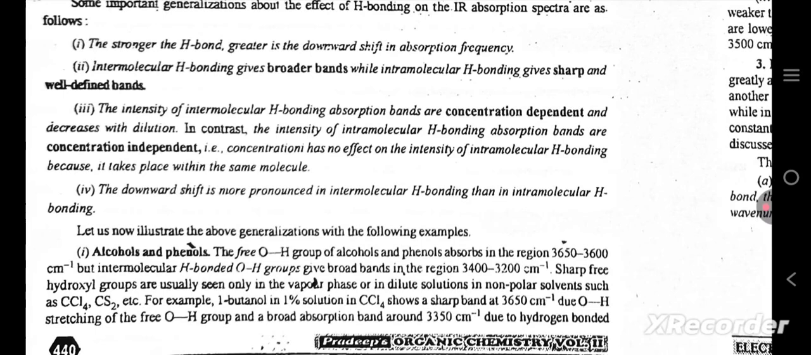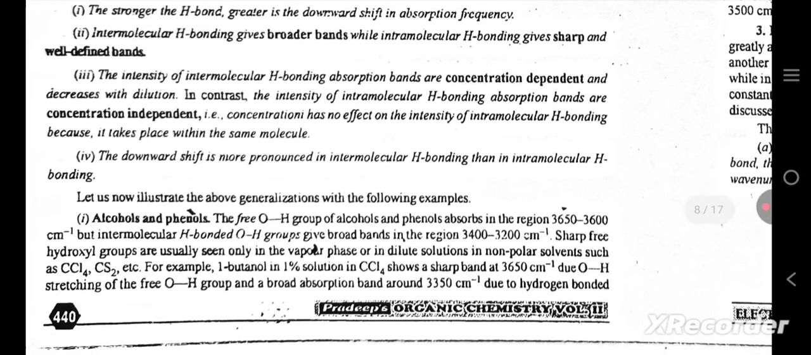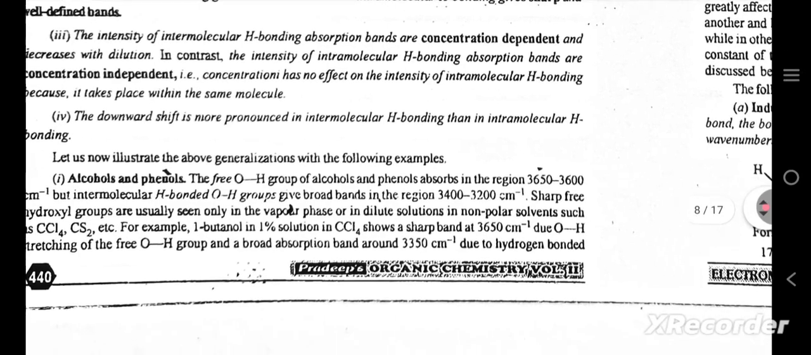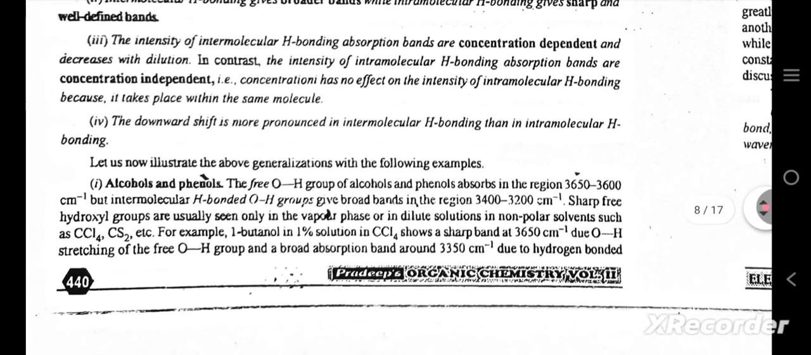Intermolecular H bonding gives broader bands, while intramolecular H bonding gives sharp and well-defined bands. The intensity of intermolecular H bonding absorption bands is concentration dependent and decreases with dilution. In contrast, the intensity of intramolecular H bonding absorption bands is concentration independent. Concentration has no effect on the intensity of intramolecular H bonding because it takes place within the same molecule. The downward shift is more pronounced in intermolecular H bonding than in intramolecular H bonding. Let us now illustrate the above generalizations with the following examples.